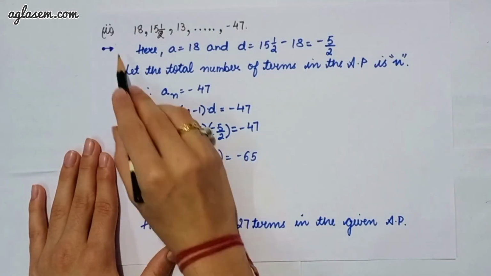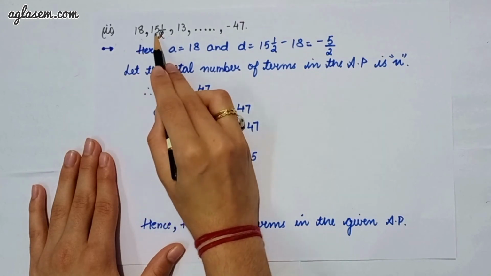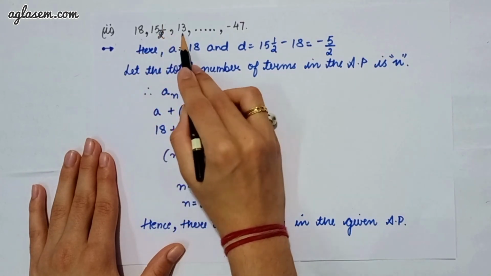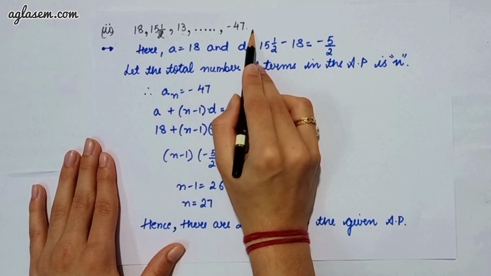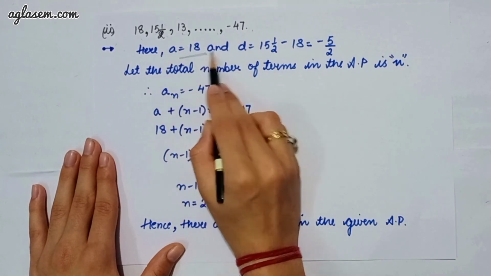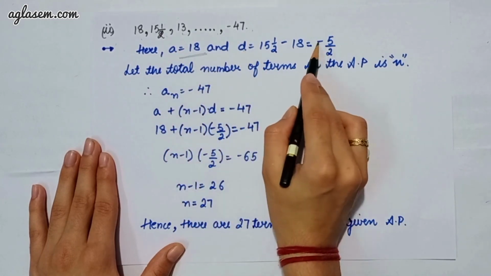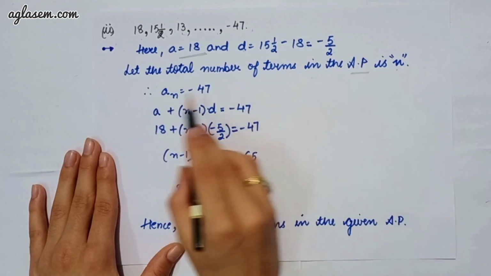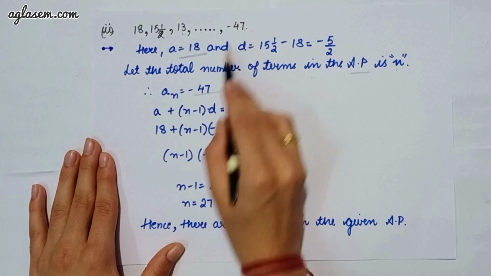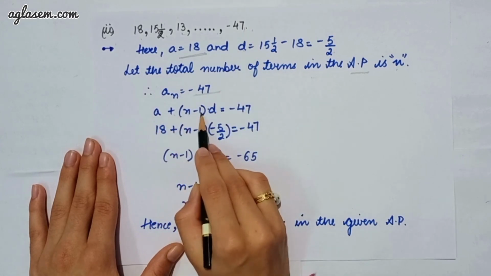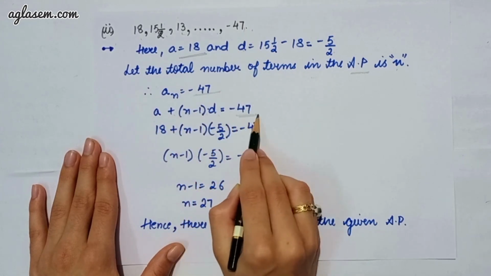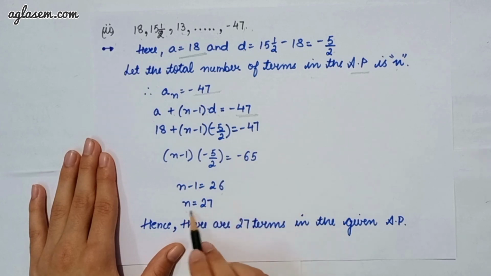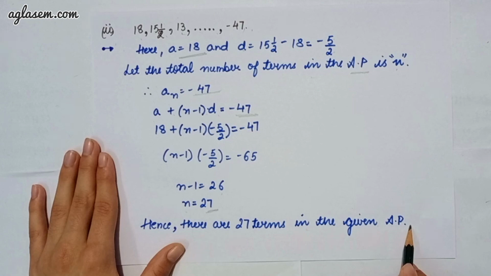Moving to the second part of this question, which says 18, 15 and 1 by 2, 13, dash, dash, dash, minus 47. So here a is given, that is 18, and d we can find as minus 5 by 2. So for the total number of terms in the arithmetic progression, an is equal to minus 47. So a plus n minus 1 into d is equal to minus 47. Solving it, we will get n as 27. So there are 27 terms in the given arithmetic progression.